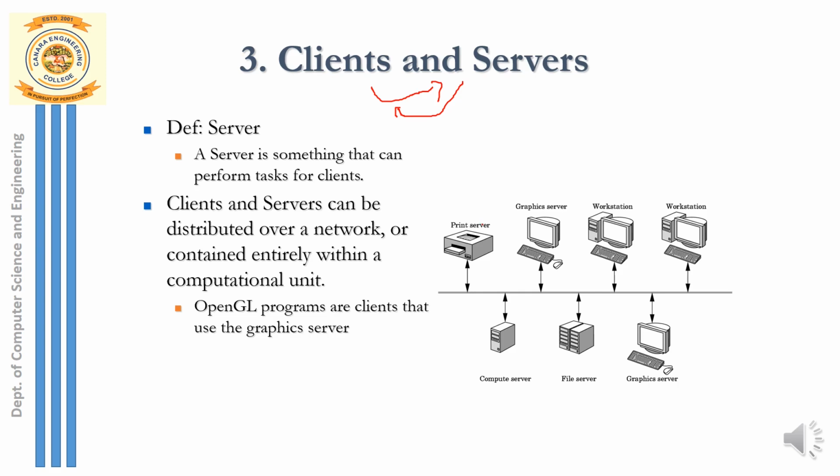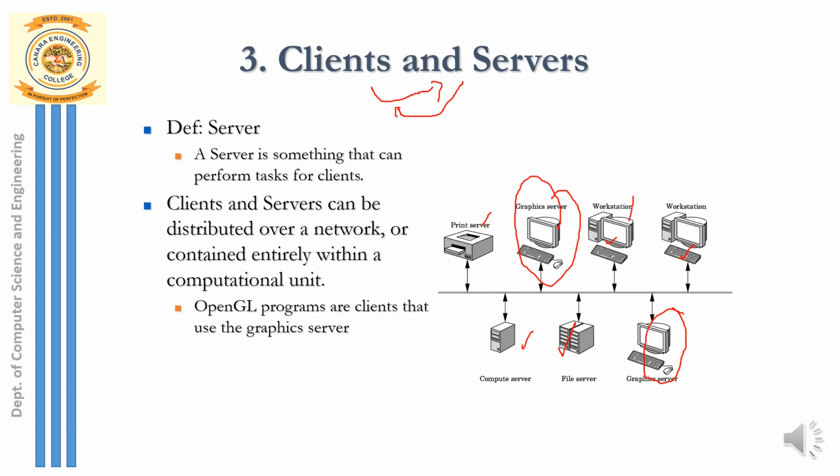You can see here a print server, compute server, file server, and several workstations where several clients may be attached, several clients may be working there. And you can see here a special server, which you call a graphics server. Its main role is to provide service to the users who are requesting graphical output, maybe 2D graphics or 3D graphics.